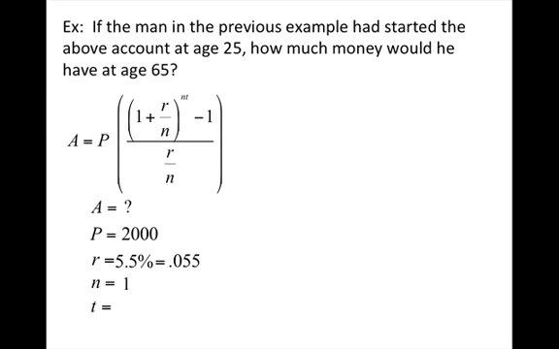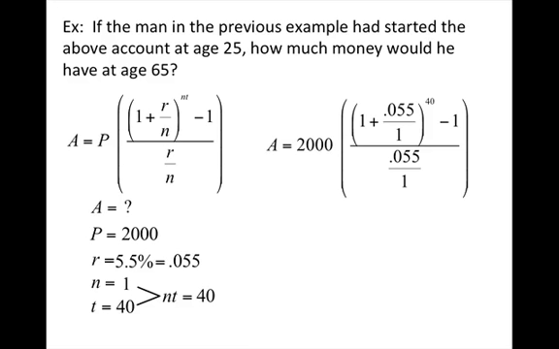My N is still 1. It's still compounded once per year. But this time my time is 40 years. So my N times T would be 1 times 40, which is 40. So plug this into your formula. And we get 2,000 times 1 plus 0.055 divided by 1 raised to the 40th power minus 1, and that's divided by 0.055 divided by 1.